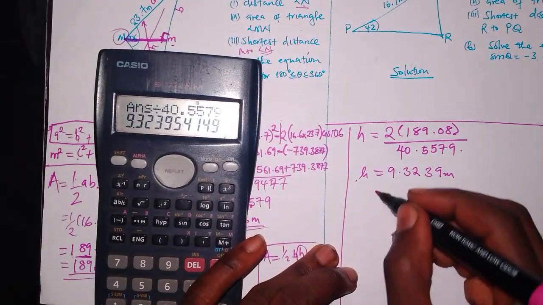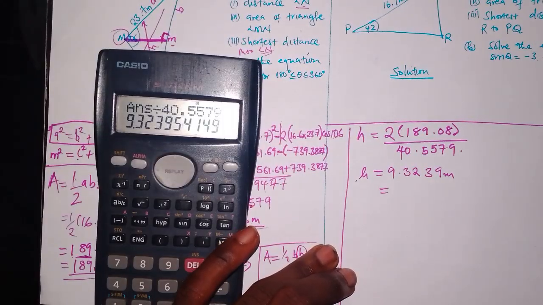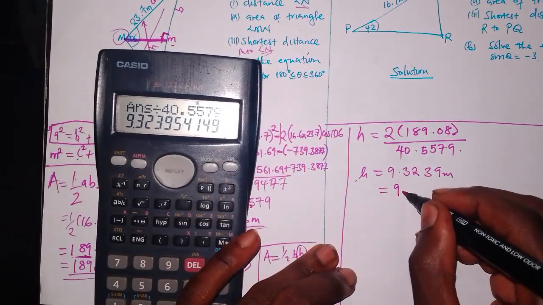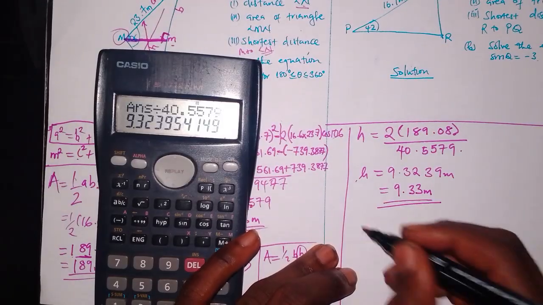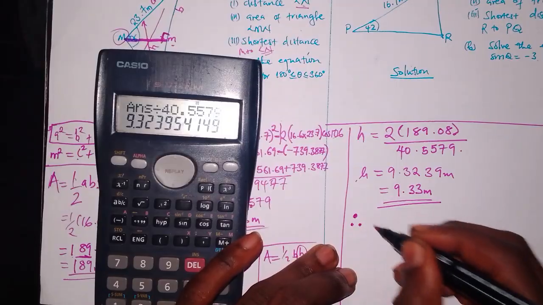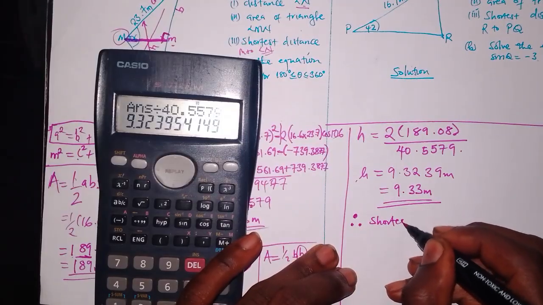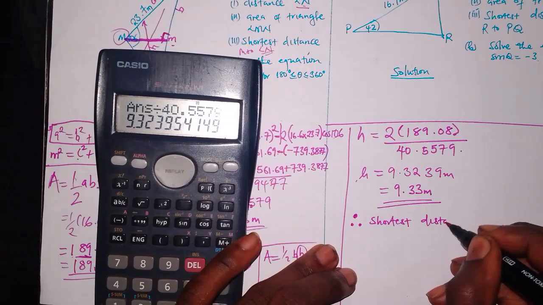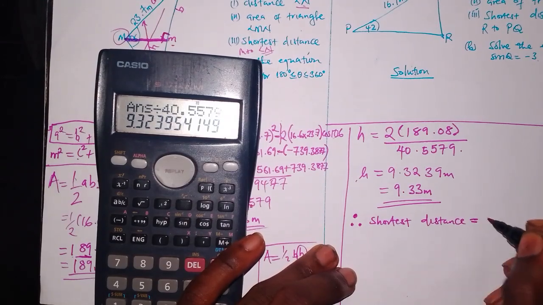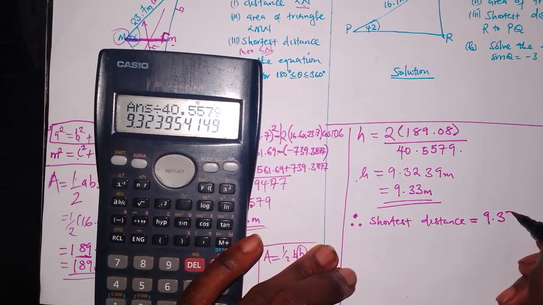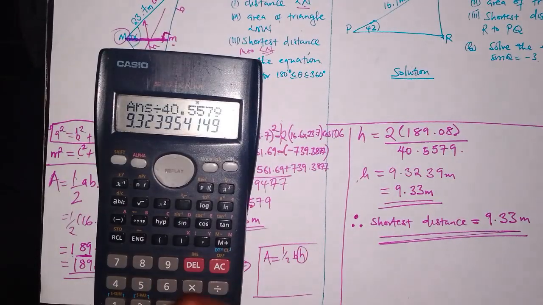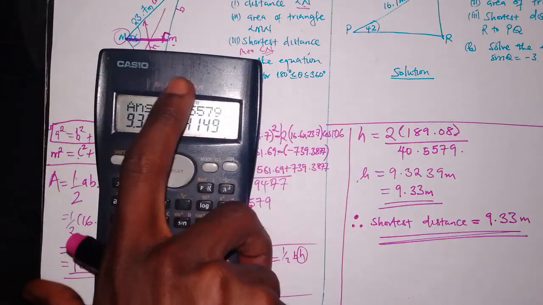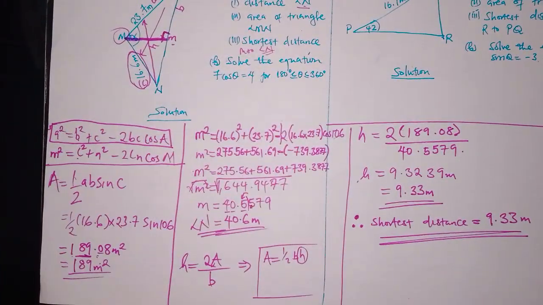So here now again, leave it to 3 significant figures: 9.33 meters. There you can write now, therefore shortest distance is equal to 9.33 meters. So this is how you can solve any questions on trigonometry using the cosine rule.